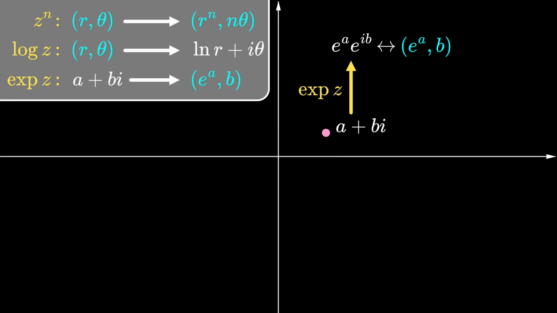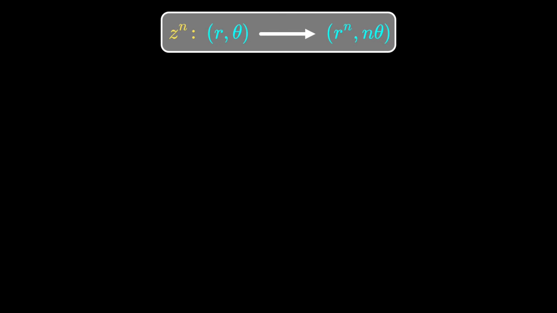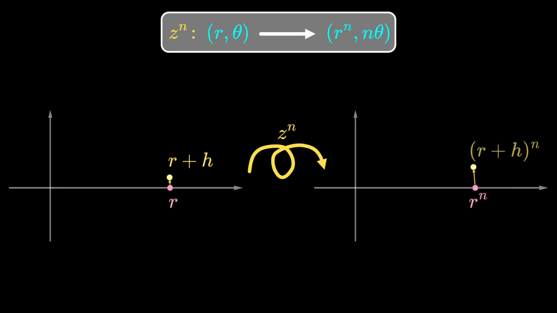The next step is to look at their derivatives through the lens of complex numbers. Let's start with the power function, raising a number to the power n. So a number r on the real axis is transformed to r^n, and a nearby point, r plus h, is transformed to (r plus h)^n.